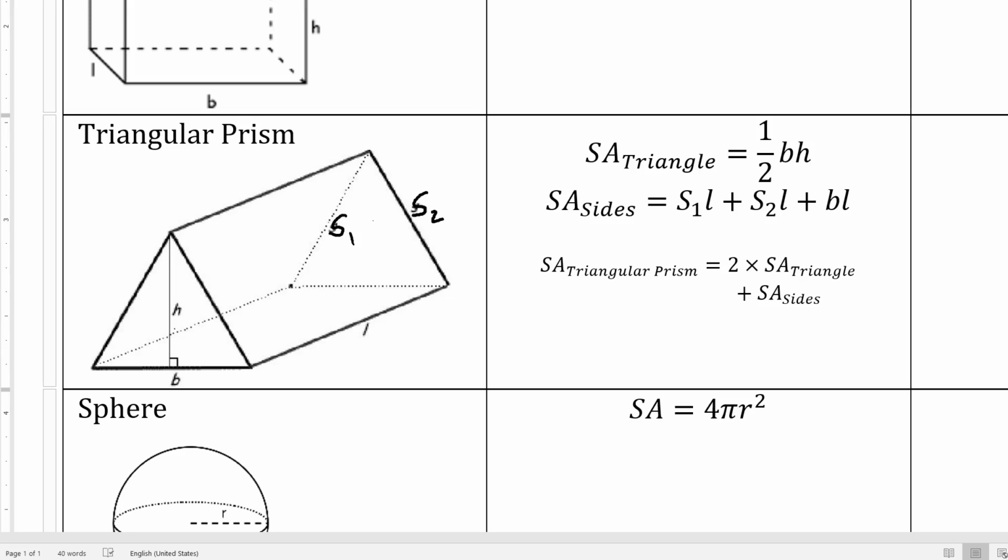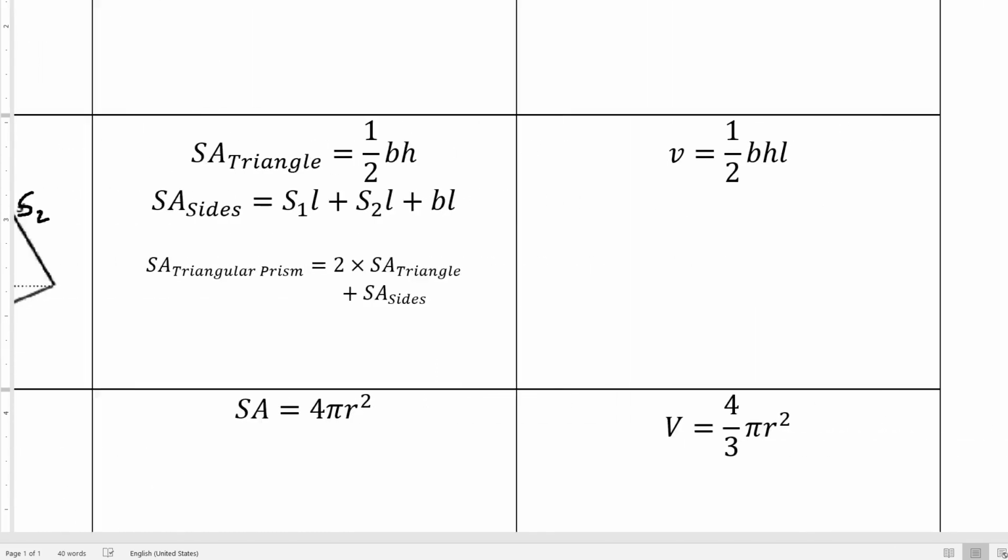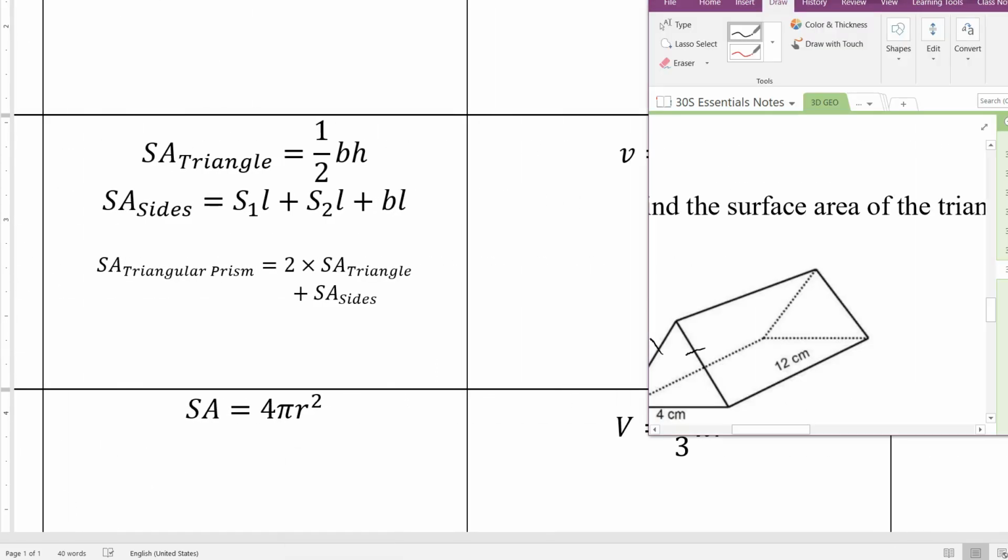When you want to find all the sides of the prism, it's S1, so this length right here. S1 times L gives you that rectangle. We have S2 times L, which is the area of this rectangle, and then B times L, which is this rectangle on the bottom. So to find the total surface area, you want to take 2 times the area of that triangle, and then you want to add the sides, and that's how you get your surface area.